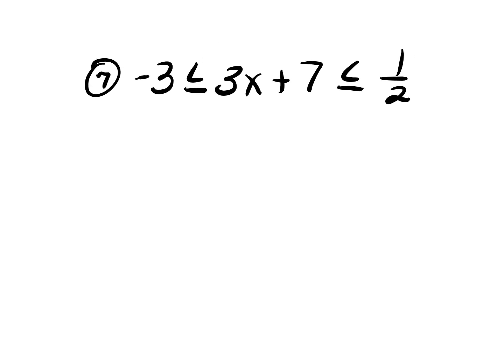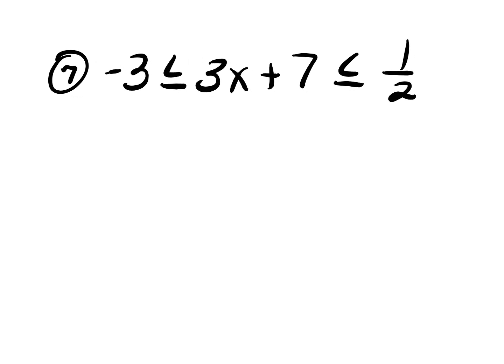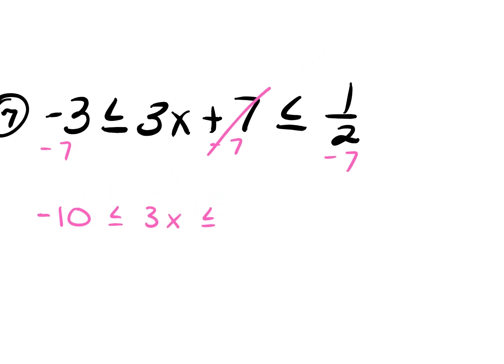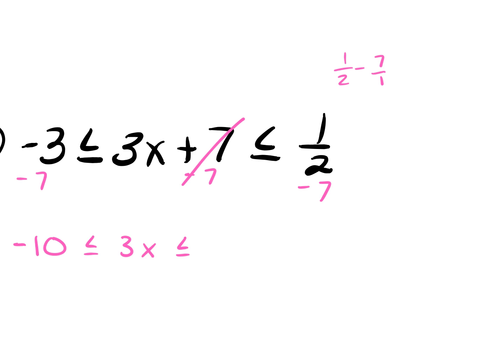Last one, let's do 7. What should we do first? Subtract 7 on both sides. So negative 3 minus 7 would be negative 10 is less than or equal to 3x, which is less than or equal to. Here, we got to subtract 7. So 1/2 minus 7 over 1. What do we need when we're adding or subtracting with fractions? Common denominator. So we can make this 14 over 2. What's 1 minus 14? Negative 13 over 2.